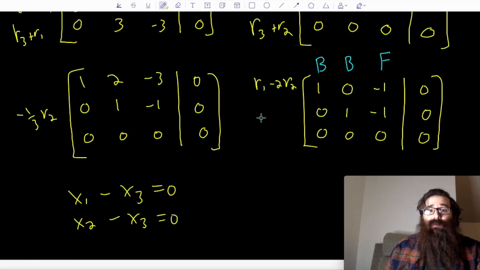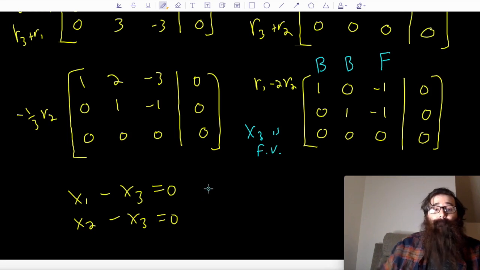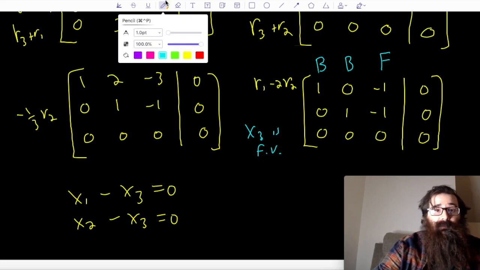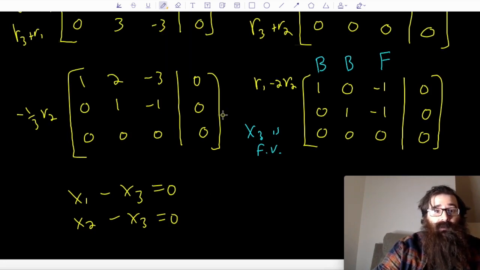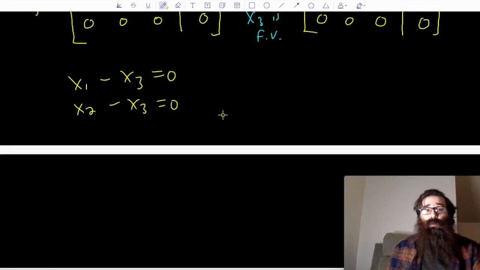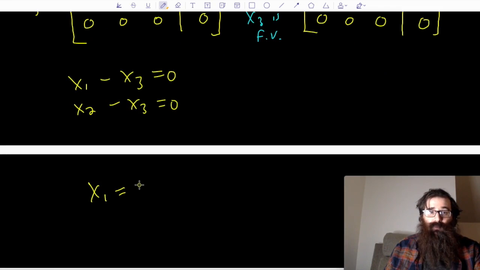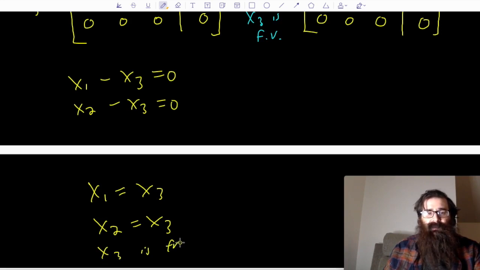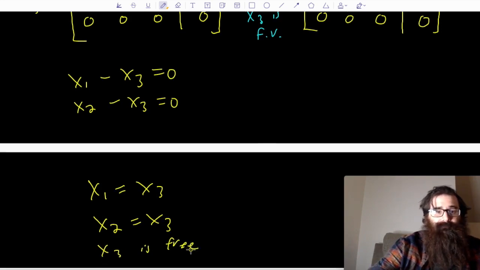So really, what's happening is x sub 3 is the free variable, FV for free variable. And I want to solve my basic variables, x sub 1 and x sub 2, in terms of the free variable, which is very natural to want to do, just solve for x1 and x2. So x1 equals x sub 3, x2 equals x sub 3, and we can make a special note here that x sub 3 is free, our free variable.